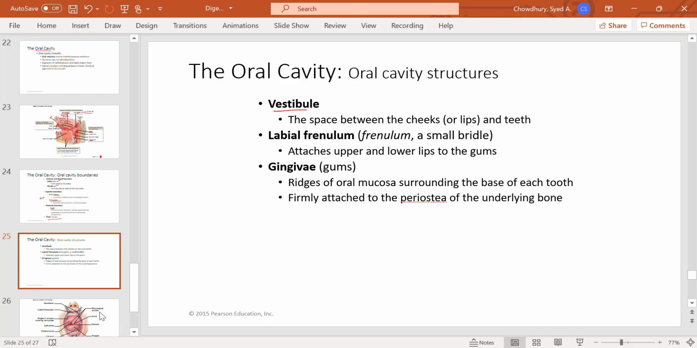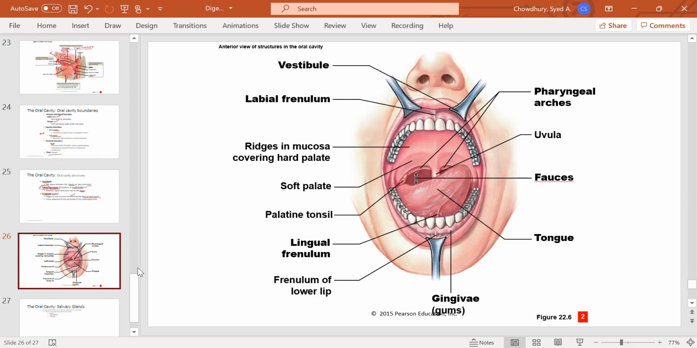then as I showed you, the space between the lip and teeth, or cheek and teeth, that is the vestibule, right? And frenulum is a small tissue structure that connects the lip to the gums. Okay, so that's the labial frenulum. Labial means lip. Frenulum is that small bridge, a small bridle. Okay, small tissue structure that connects the lip to the gum. Gingiva or gum is the base of the tooth surrounded by the gingiva or gum. You all know that.